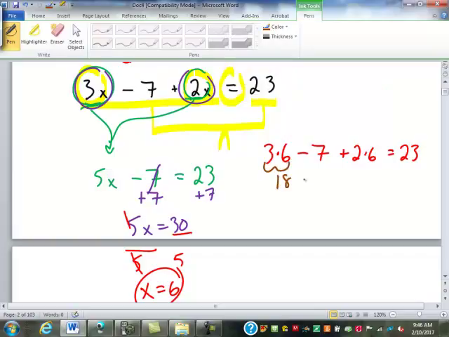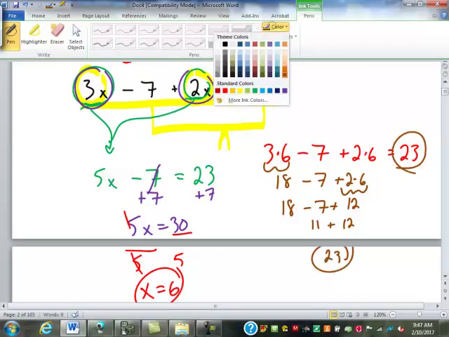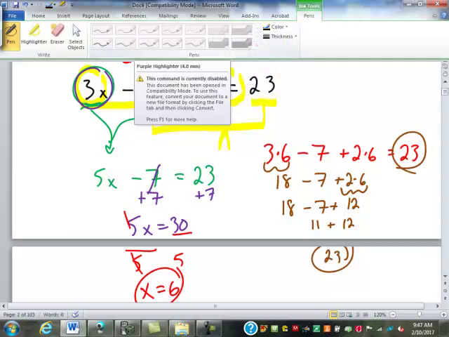3 times 6 is 18. 2 times 6 is 12. 18 minus 7 is 11, plus 12 is 23. So we get the same value on both sides. So again, we're relatively assured that we did have the right answer there.